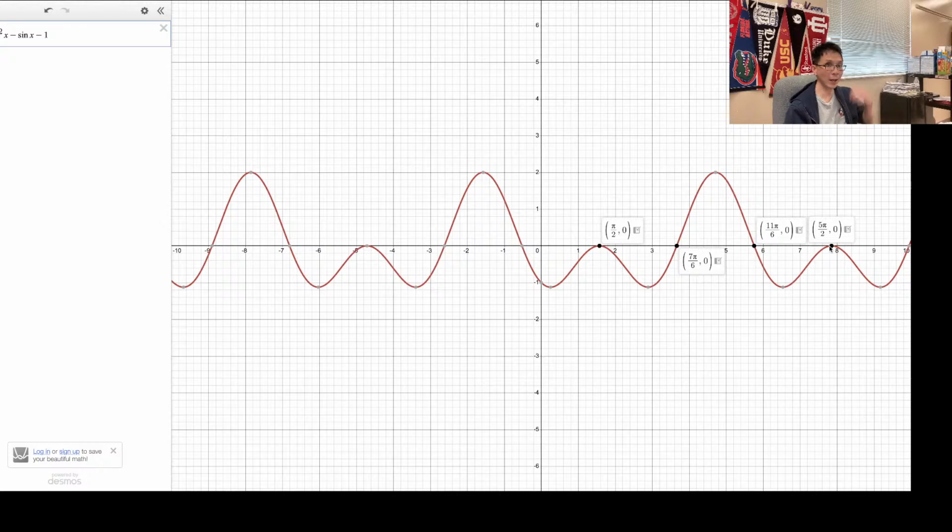So if you have a calculator, you can always check your answer to see if it's right. That's how you see your approach is right.